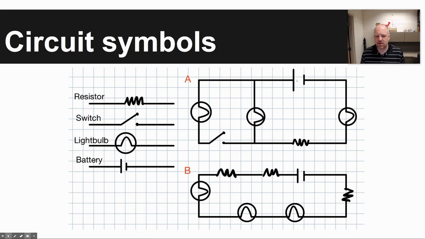and there's one battery. On the bottom, example B, what you can see is that there are three different resistors shown here. There are three different light bulbs, and there's only one pathway for electricity to flow through. So these components, they are all in series.